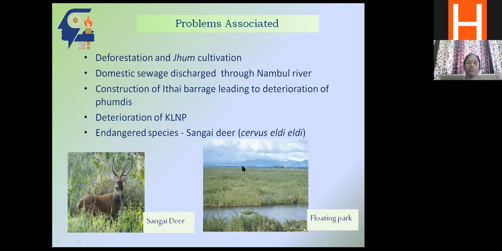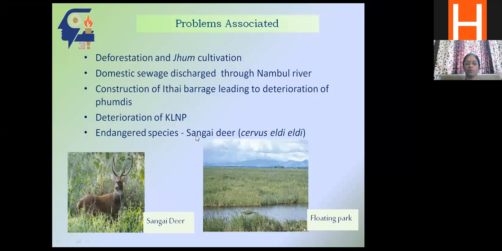So, of course, when the barrage was closed, the water level was high and the floating mass was at a higher level. And this floating mass has to settle down on the land at least for a short period so that it gets the nutrients from the ground surface. Because of this barrage, it was not happening. So this was another problem, and of course the deer was there, which was in an endangered condition.